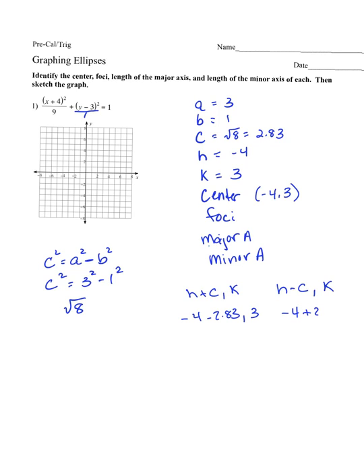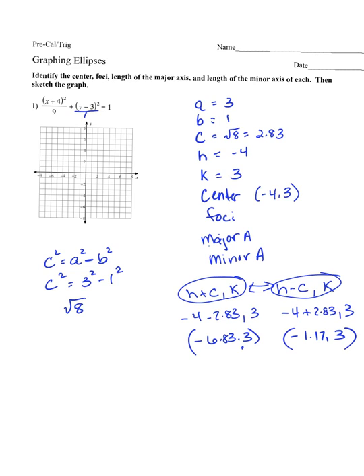So when we have that, we have -4 minus 2.83 comma 3 and -4 plus 2.83 comma 3. And in order to confuse you, I put the formulas in the wrong place. So these are backwards. So the first foci is -6.83 comma 3. And the second one would be -1.17 comma 3, I believe. I'll check that in a minute.